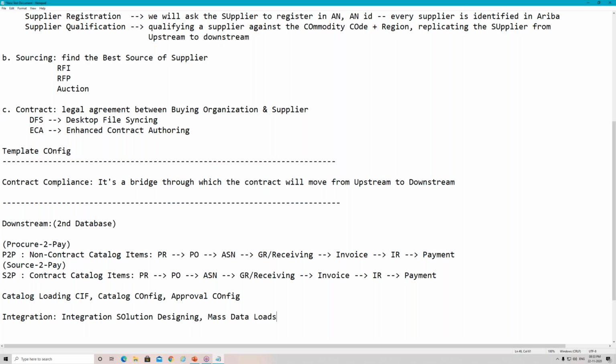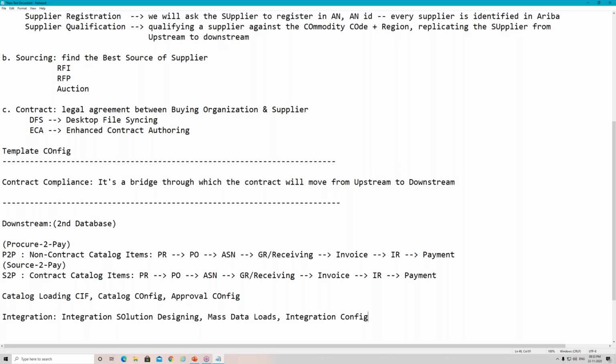And lastly, the integration config. Remember, our approach to the configuration is, as a functional consultant, what are the things you should know? What is the shared secret which you must know as an integration consultant? What are the web services? What is the data which you have to give in the web services? Of course, we are not going to configure that, but you should give this knowledge to the basis guys, the technical guys.